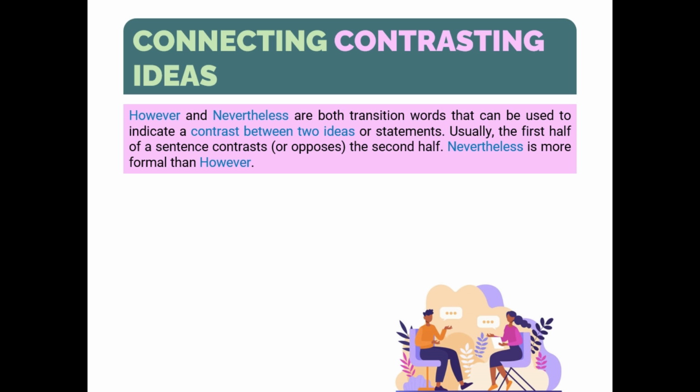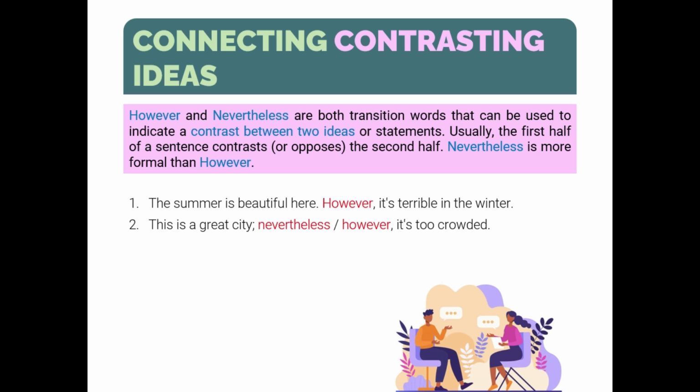Keep in mind that however and nevertheless should be preceded by a period or a semicolon, and then followed by a comma. For example, number 1. The summer is beautiful here. However, it's terrible in the winter. Number 2. This is a great city. Nevertheless, or however, it is too crowded. Number 3. I'm a vegetarian. However, sometimes I eat fish.